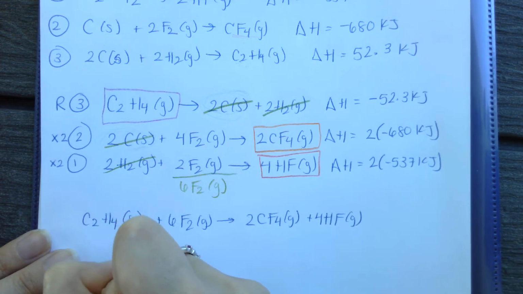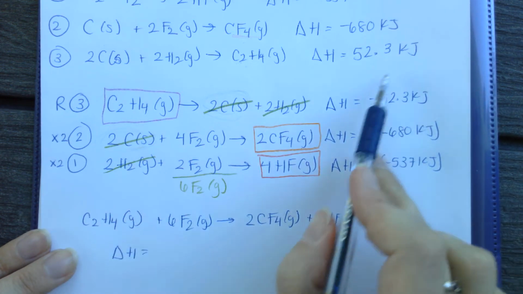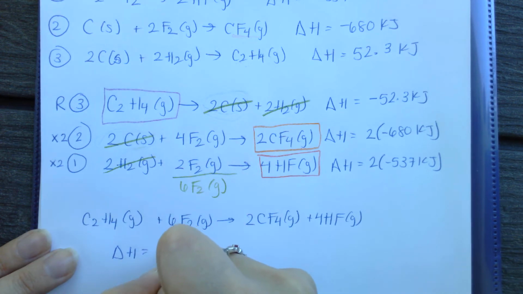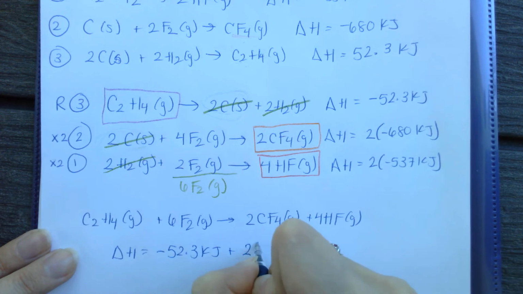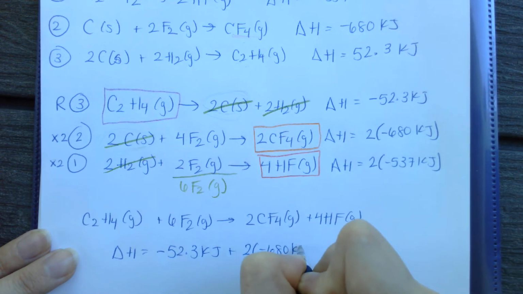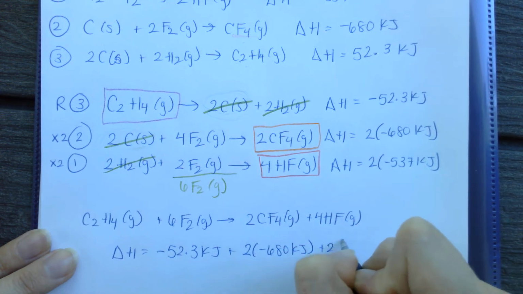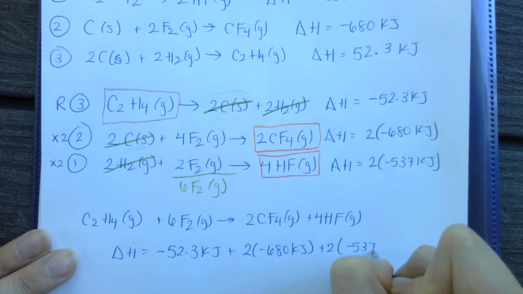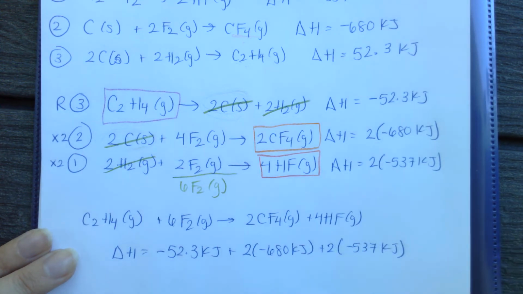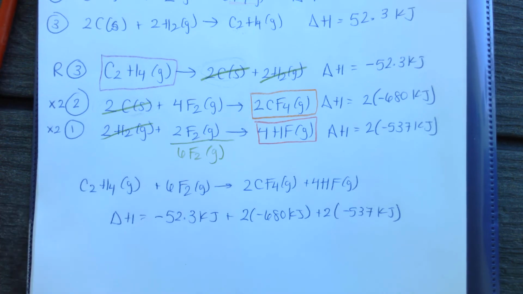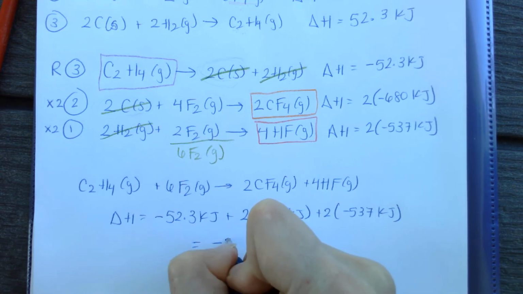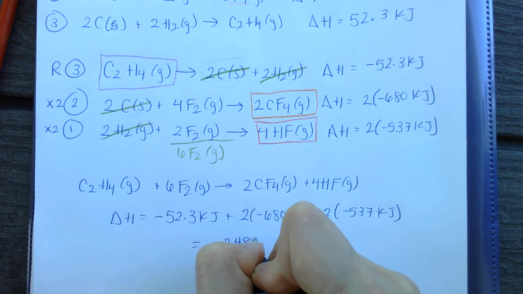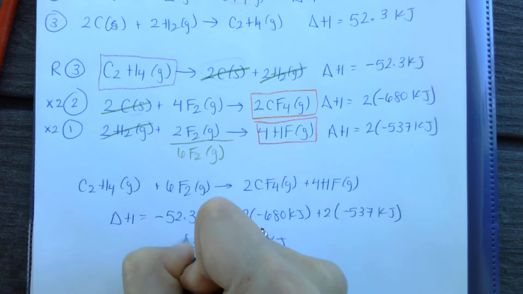So my delta H is going to be the sum of all of these: negative 52.3 kilojoules plus 2 times negative 680 kilojoules plus 2 times negative 537 kilojoules. Okay, so I'm going to take those and sum them all together. When I do that, I get that the enthalpy of this reaction is negative 2,486 kilojoules.